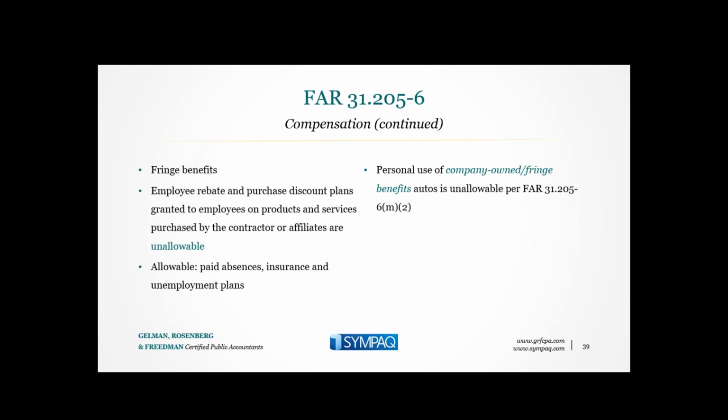Fringe benefits. So that's kind of right on top of compensation. And unfortunately, they get into things like rebate and purchase discount plans to employees for products or services purchased by the contractor, and it's unallowable. So we get that out of the way, as well as obviously, the personal use of anything, particularly autos. Don't do that. Don't get leases for executives. Of course, you have no choice if they've already done it. It seems to make things a lot more complicated. But what is, of course, allowable is the standard paid absences, insurance, workers' compensation, unemployment plans, long-term, short-term liability, health insurance, all that good stuff is allowable.